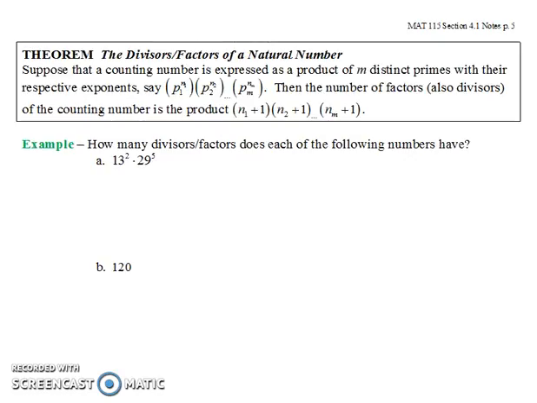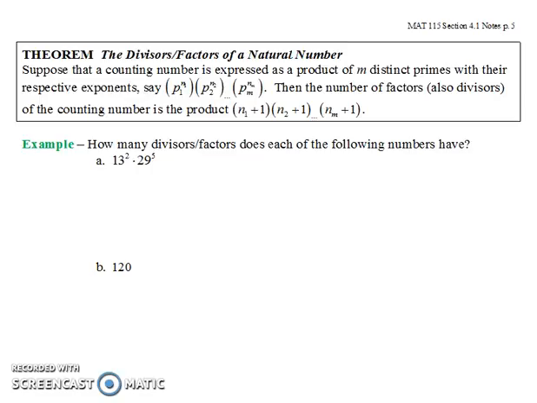Our next theorem states that the divisors and factors of a natural number are all the powers of their different prime factors, all those powers added 1 to them and multiplied together. So suppose that a counting number is expressed as a product of m distinct primes and their respective exponents.